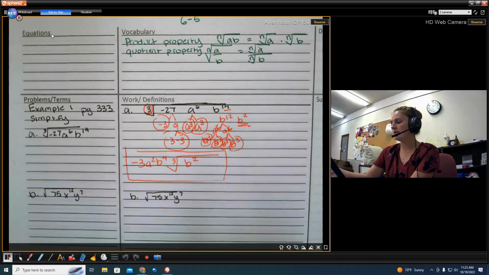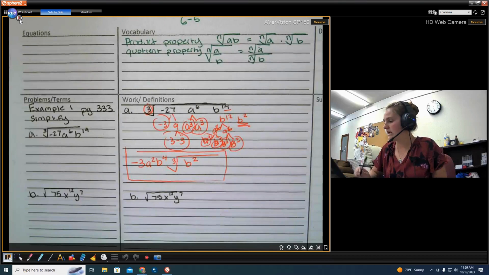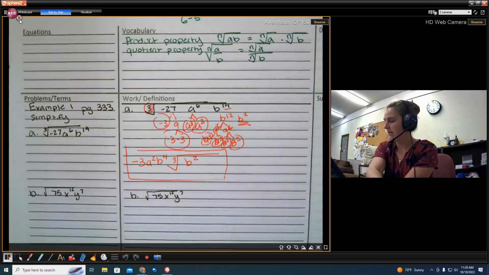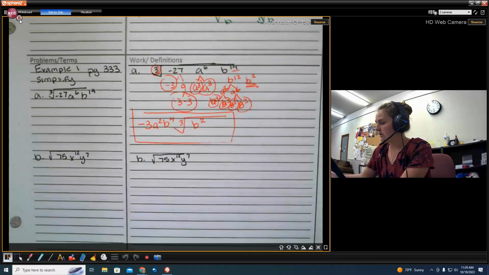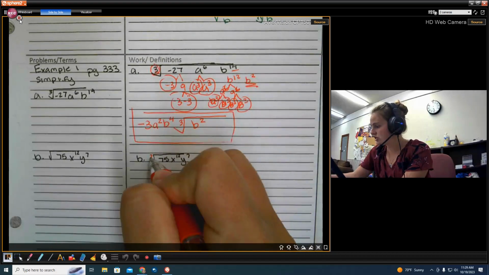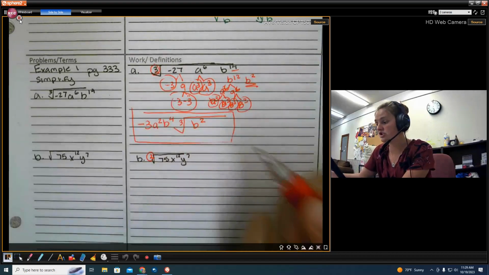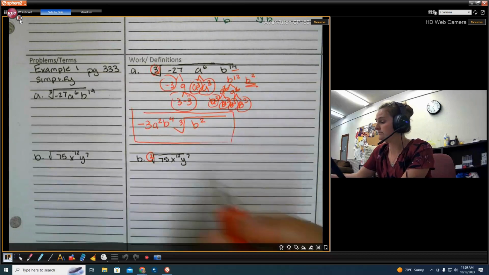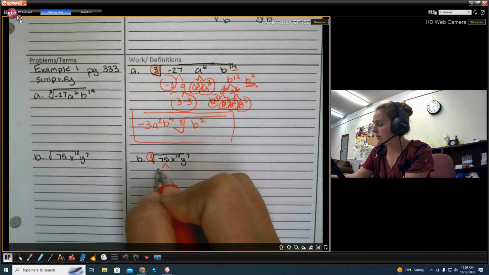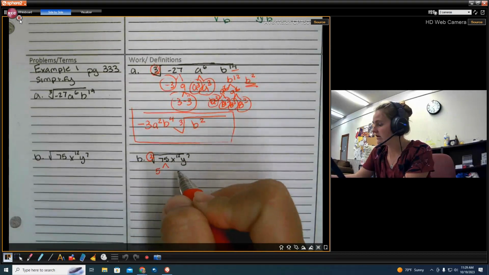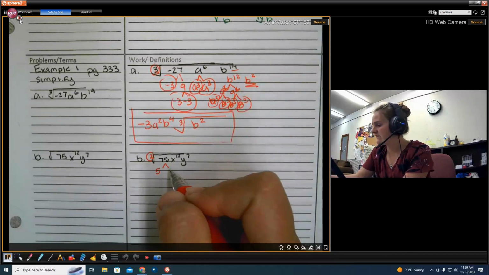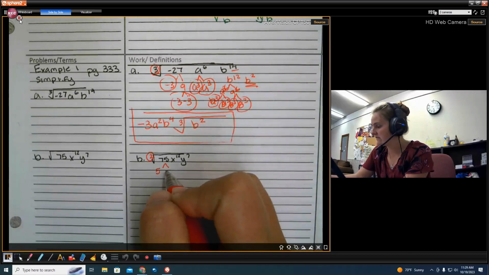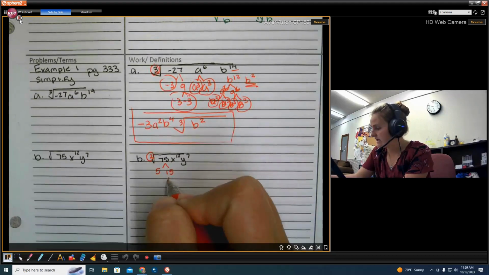So we're doing the same thing here, but remember, don't forget to switch to red. The only thing with B that we didn't do with A is remembering that this index is 2. So we're trying to have groups of 2. So I am going to pull a 5 out here, and I believe 75 divided by 5 is 15. And then we can take a 5 and a 3.